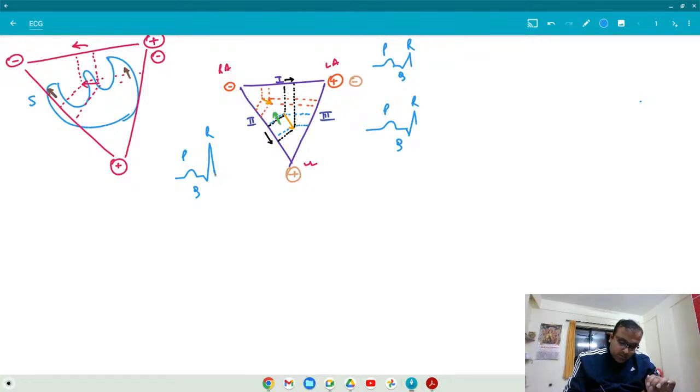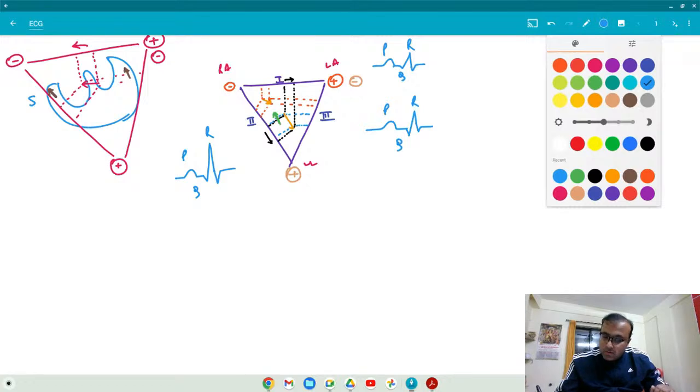Okay, so let's do it. So that means here it is going to go like this, here it is going to go like this, and here it is going to go like this. Understood? Is it very difficult now? Think on it. So now finally we will talk about repolarization.